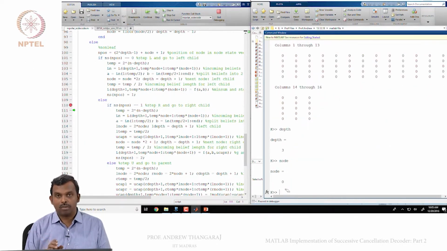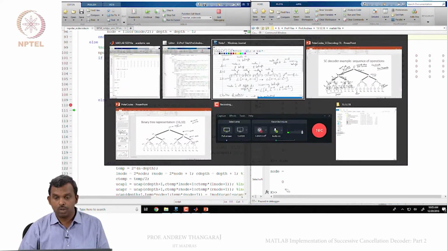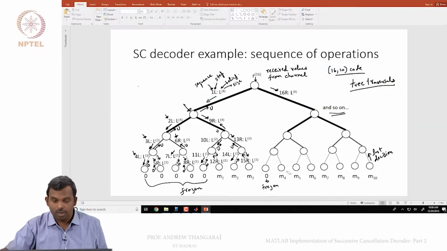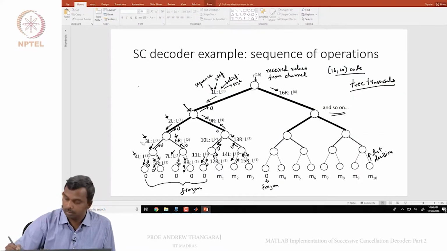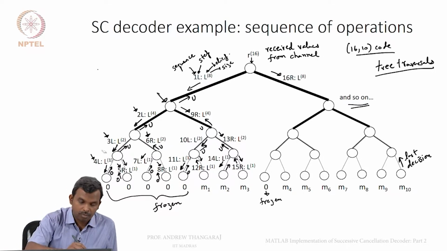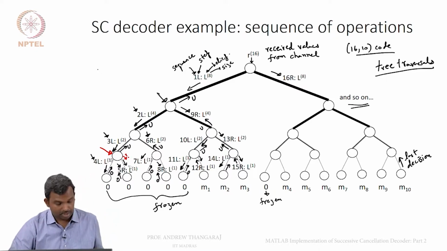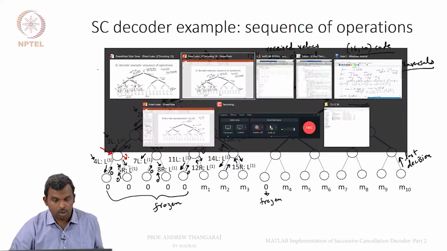So where am I now? I've come back all the way to the leaf. I've made a decision on the leaf, and then I've come back to the previous depth. So maybe I should go back and show you where we are on the graph. We are somewhere here. Here is where we are in the decoder. We went all the way down, made a decision, and then we came back, and we want to go back here. So we need to do that operation, and let's check whether that operation is happening correctly or wrong.